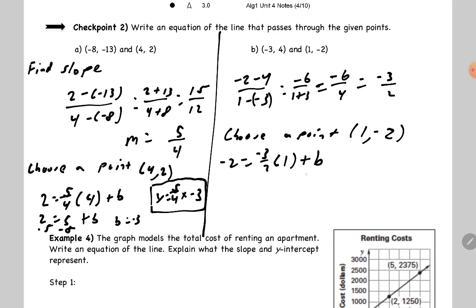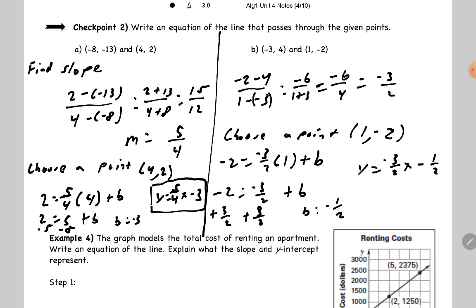So negative 3 halves times 1 is negative 3 halves. Okay, so we're going to add 3 halves to both sides. That's 1.5. So negative 2 plus 1.5 is negative 0.5, or b is negative 1/2. Remember, 1/2 is 0.5. So my equation: y equals negative 3 halves x minus 1/2.